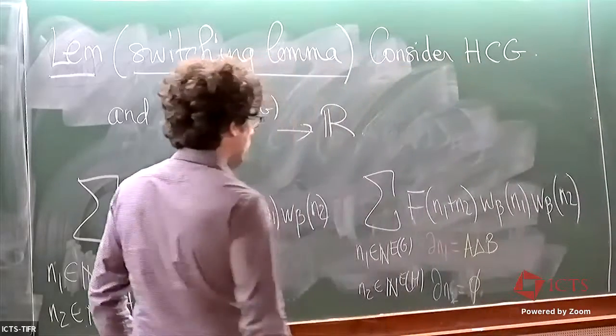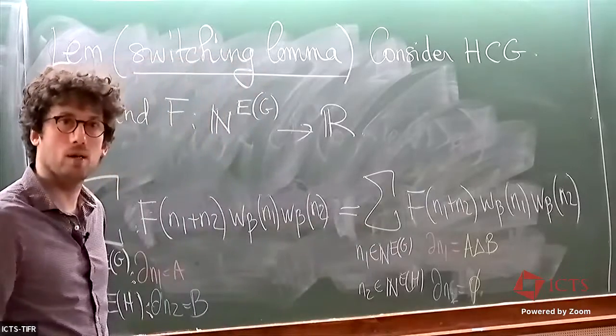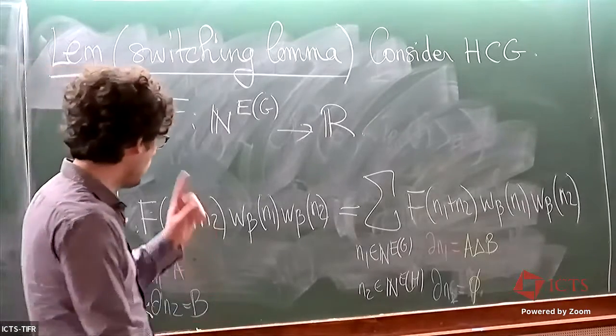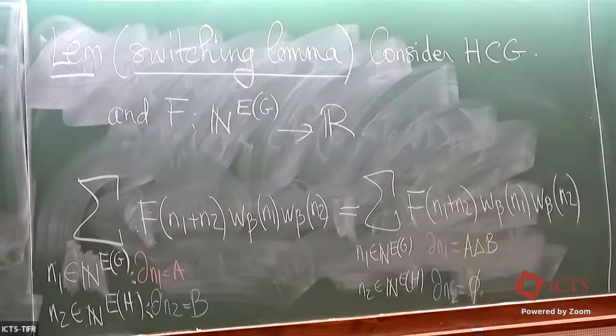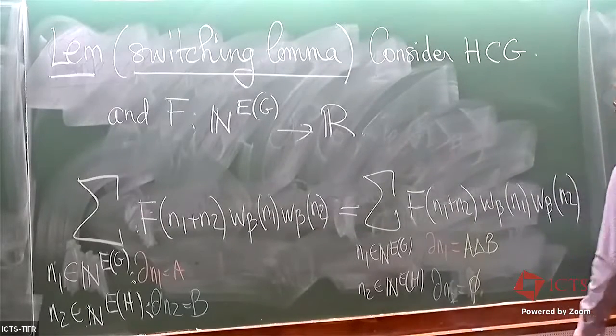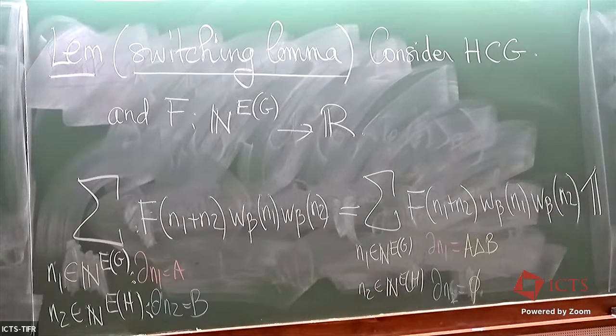So there is a way, and that's what the switching lemma tells you, to put an equality here, to be able to switch the sources from the second current to the first current. The only thing is that here you need to add something. You need to have the indicator function that N1 plus N2 belongs to the event FB, and it's actually N1 plus N2 restricted to H belongs to FB.